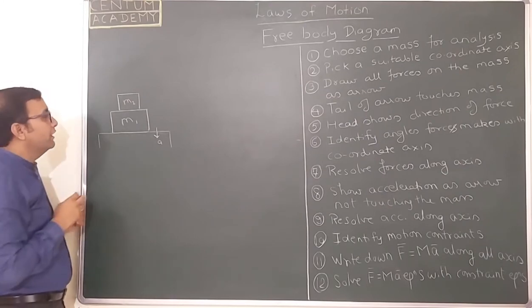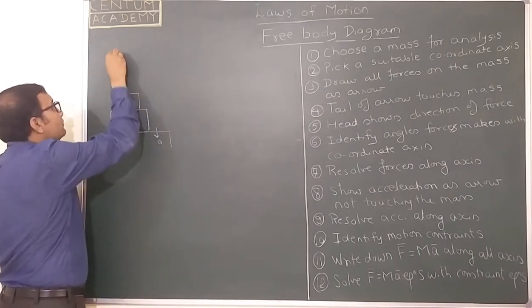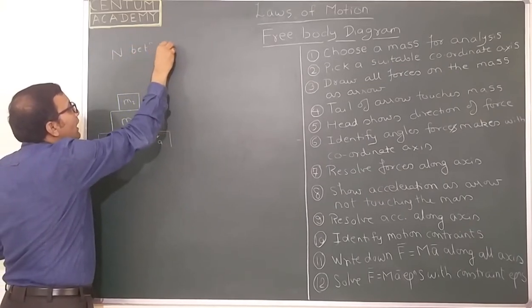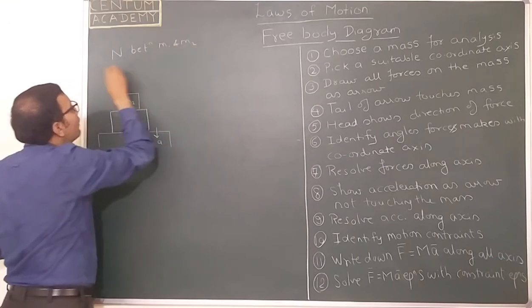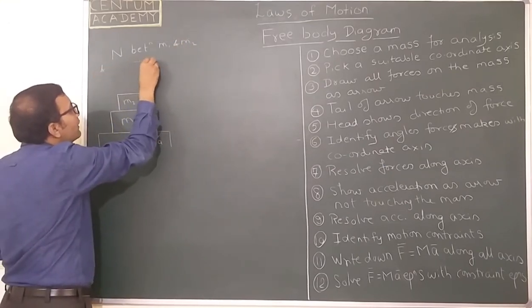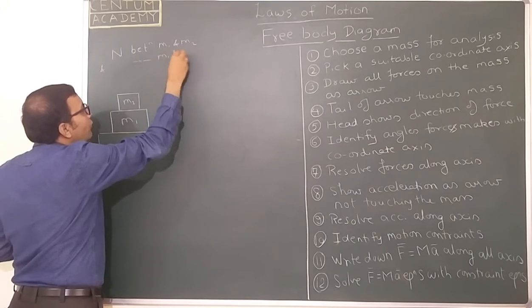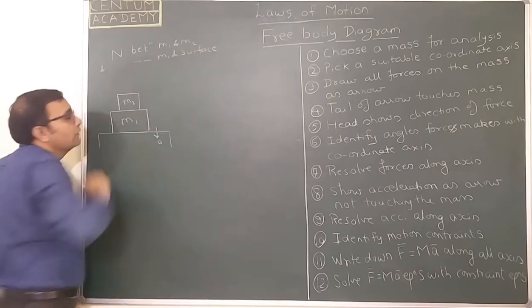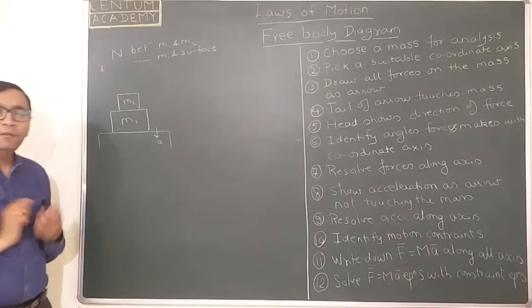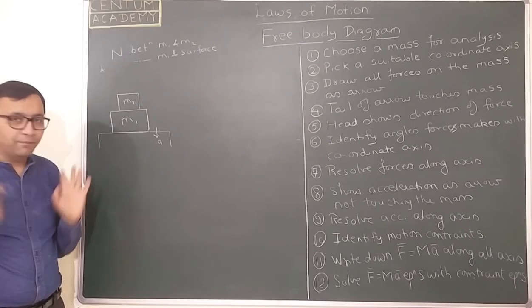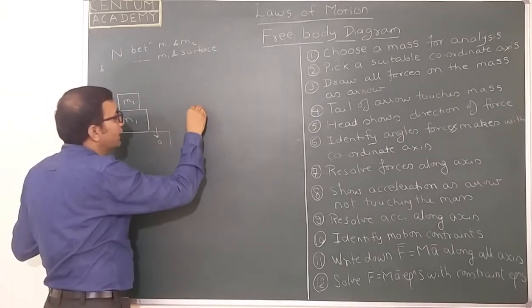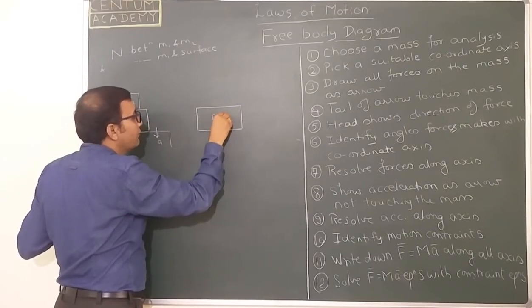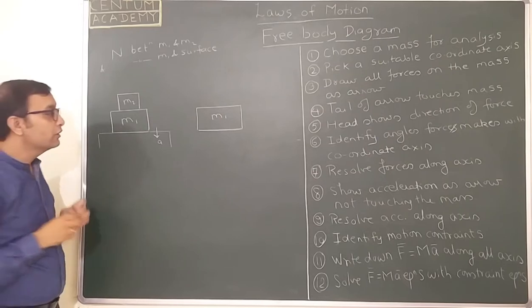Okay, we need to find out the normal reaction between m1 and m2, and between m1 and the surface. Fine. So let us draw the free body diagram of m1 and m2 separately. Okay. Let us first take mass m1.